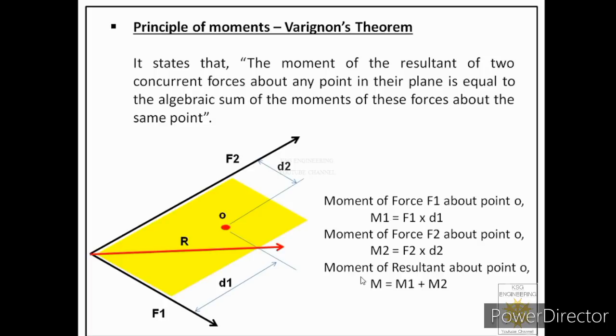So we can write moment of a resultant about point O will be equal to M equal to M1 plus M2. So these are the individual moments of these two forces about the same point in the plane. So this particular theorem is very useful in solving some problems on moments. So I hope this theorem is clear to you.